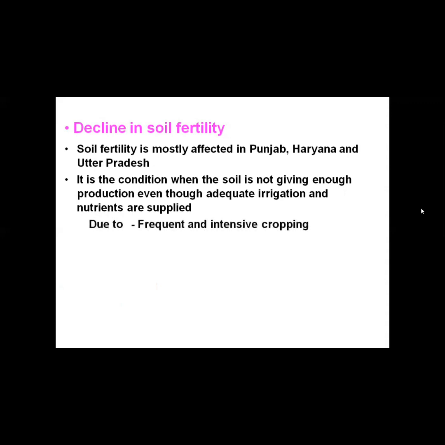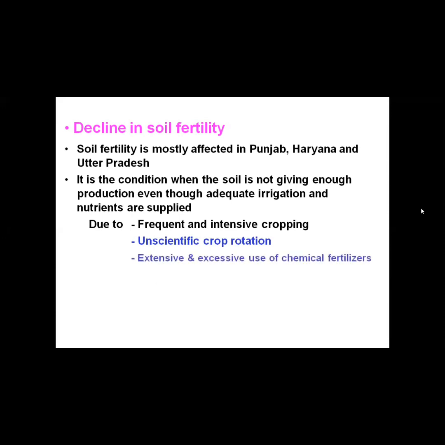This occurs due to frequent and intensive cropping. Why does this decline in soil fertility take place? Due to frequent and intensive cropping in the same land, due to unscientific crop rotation. Year after year, if the same crop is cultivated in that soil, then it will also give a decline in the soil fertility, and hence we recommend crop rotation, cereal after pulse.